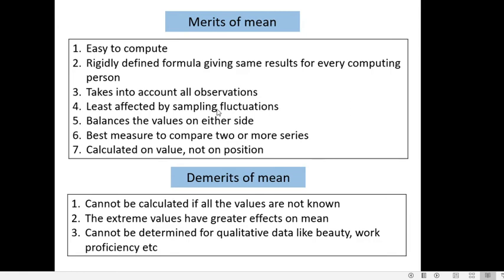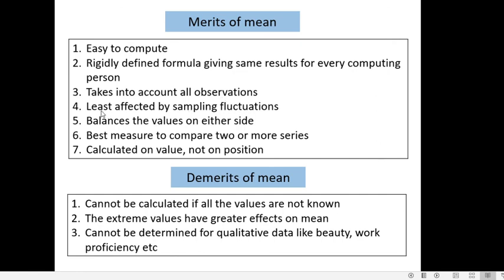Now we will see the merits and demerits of the measures of central tendency. We first go to the merits of mean. Mean is easy to compute and it is a rigidly defined formula. That is, if the same problem is done by different experimenters or different persons, they will get the same value for mean. So it is a rigidly defined formula giving the same result for every person computing a single problem. It takes into account all the observations because we are taking the sum of all the observations and dividing it by the number of observations.